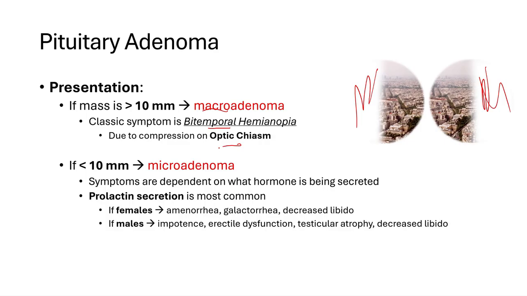If it is less than 10 millimeters, this is known as a microadenoma, and the symptoms are dependent on what hormone is being secreted. So prolactin secretion is the most common. So for prolactin, if it's females, we typically can get amenorrhea, so no period, galactorrhea, so production of breast milk, and a decreased libido. In males, we typically get everything sexually is decreased. So impotence, erectile dysfunction. You may get testicular atrophy as well as decreased libido. So be on the lookout for that on exam day.